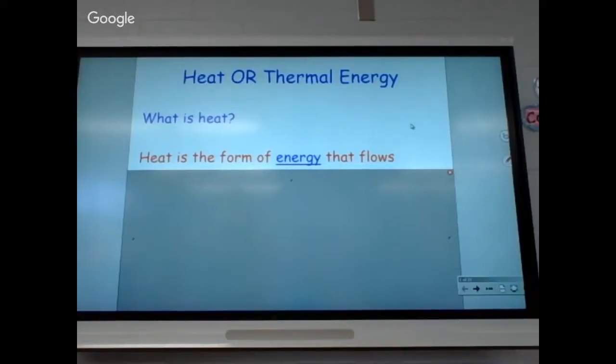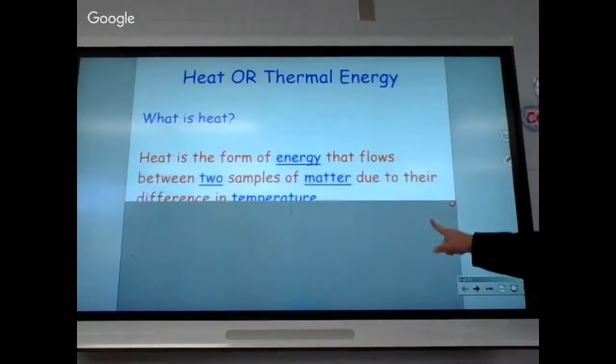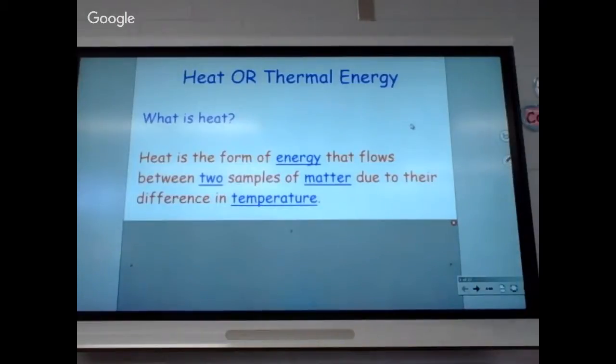But heat has no mass. It has no volume. Okay? So it's not going to be matter. Does that make sense? Yes. Okay. It's just energy. Now, here's the second part of it. It flows between two samples of matter.